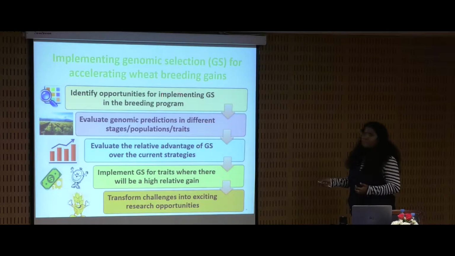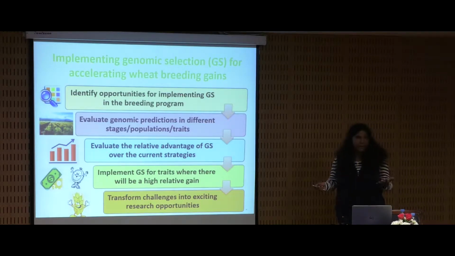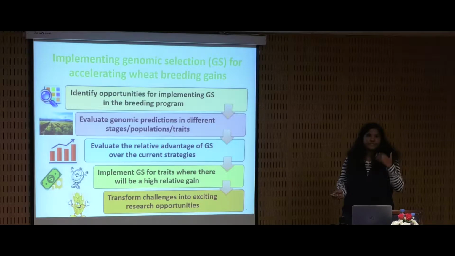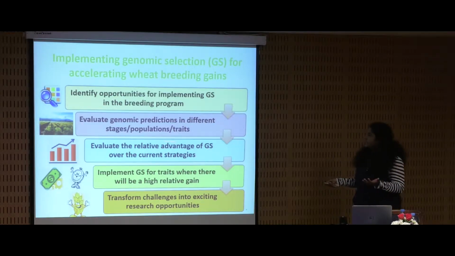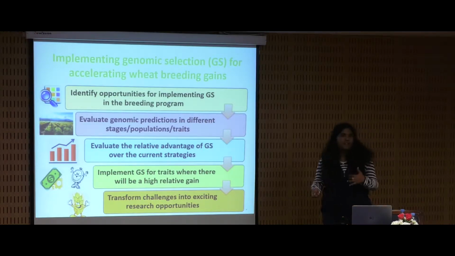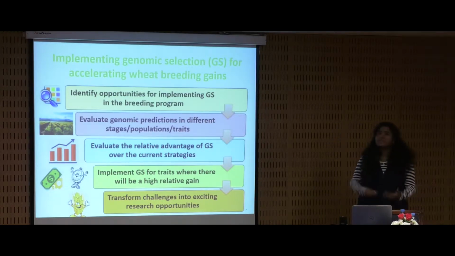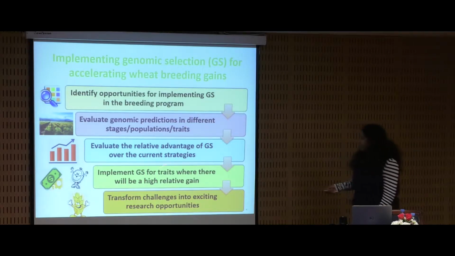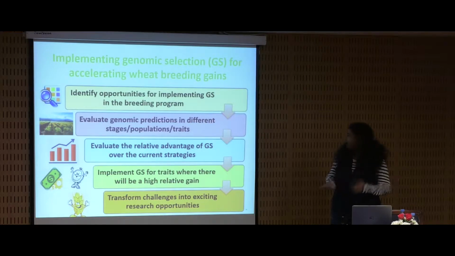First, you identify opportunities for implementing GS in the breeding program. It can be different traits, different diseases, or quality, or yield. Then you evaluate genomic predictions for these traits at different stages of your breeding program, for different populations that you want to evaluate. Then you find the relative advantage of GS over your current breeding strategies, your phenotypic selection or any other strategy that you might have. And then you implement GS for traits where your relative gain will be higher.